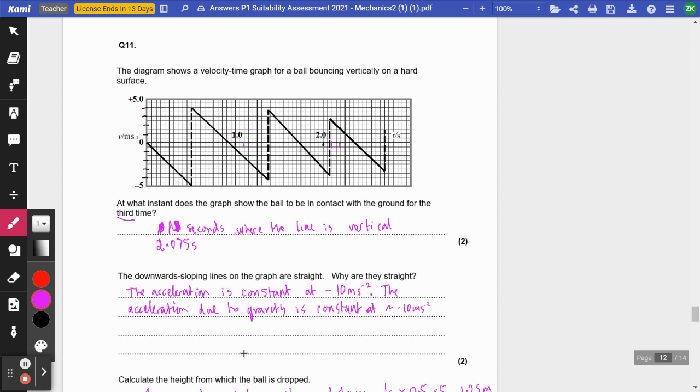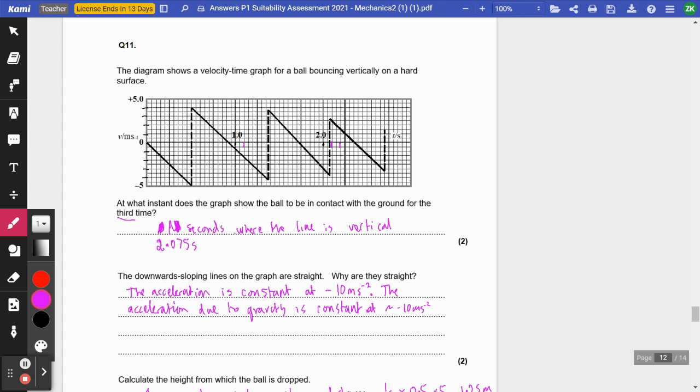Okay, so question 11, we have a velocity time graph for a ball bouncing vertically on a hard surface. At what instant does the graph show that the ball is in contact with the ground for the third time? These vertical lines represent when the ball is in contact. They are vertical because of the keyword here, a hard surface, so the ball does not really spend much time at all in contact with the ground.